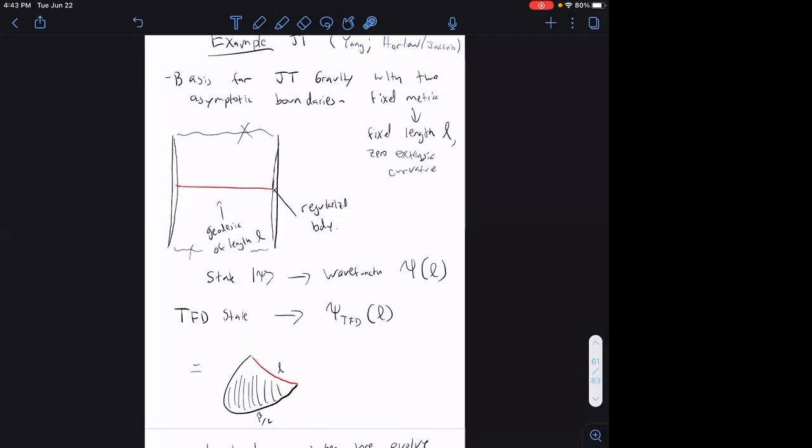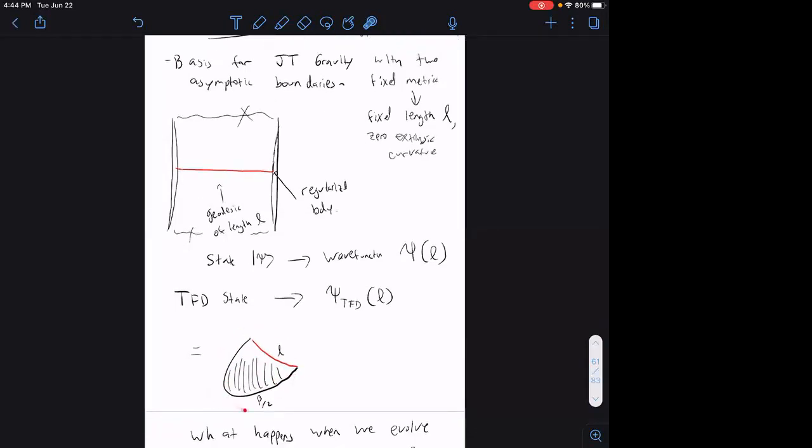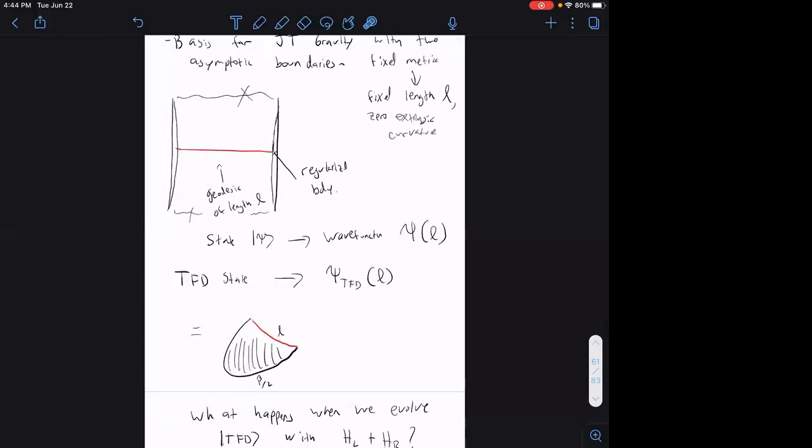So this thermal field double state, we can talk about its wave function in this length basis. It'll be a function of the length. And the JT gravity version of the thing I said in the previous slide is that this wave function is computed by the path integral over geometries where there's a Euclidean boundary of length beta over 2. There's a geodesic, a zero extrinsic curvature spatial slice of length L, or normalized length L, between these two boundaries. And we integrate over all geometries in the middle here. So this is the path integral picture for this wave function.